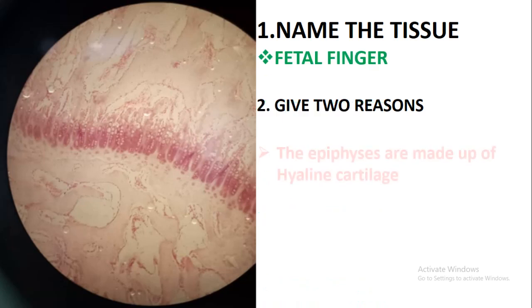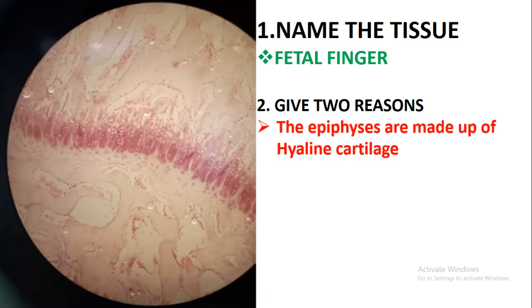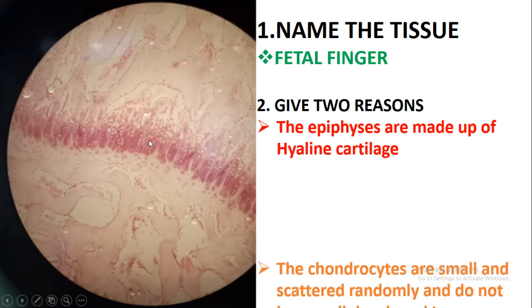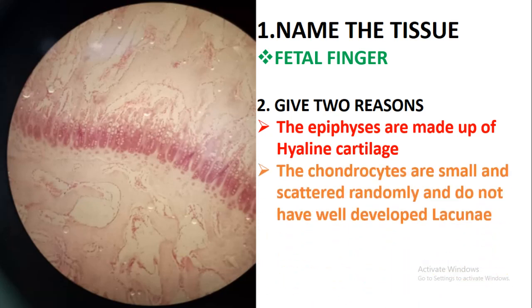Give two reasons. The first reason is the epiphysis is made up of hyaline cartilage. If you observe very well, you can see some hyaline cartilage there. Then two, you can say the chondrocytes are small and scattered randomly and do not have well-developed lacuna.